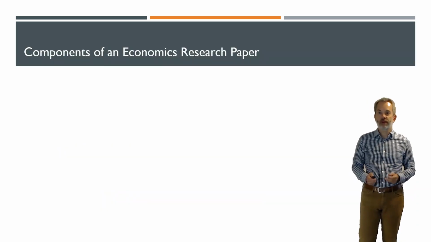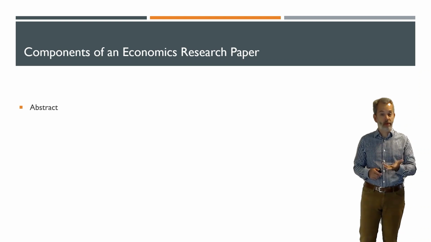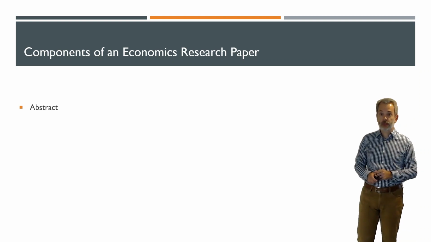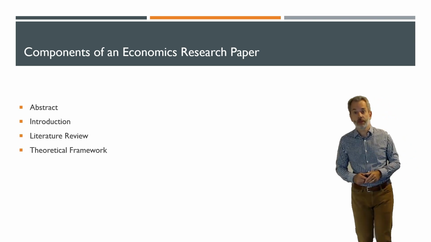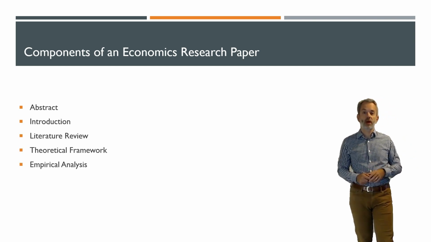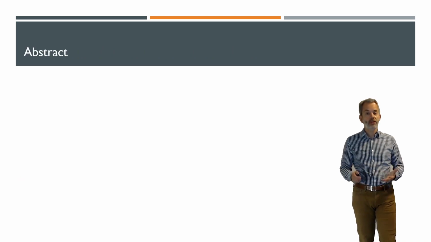So the components of an economic research paper, and the components of the paper that I will ask you to write for this course, are an abstract, an introduction, a literature review, a theoretical framework, an empirical analysis, and a conclusion. So we'll start by talking about the abstract.